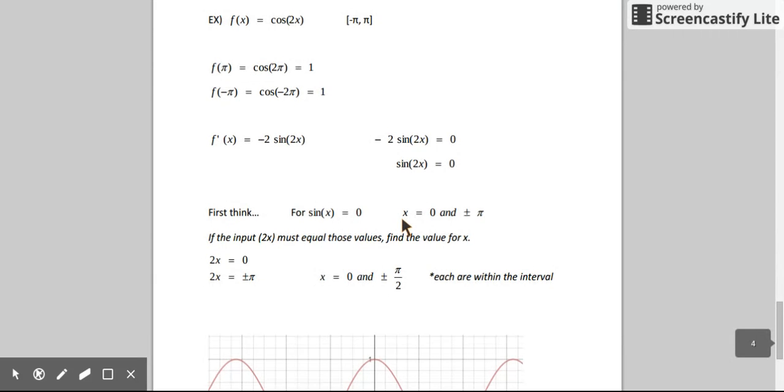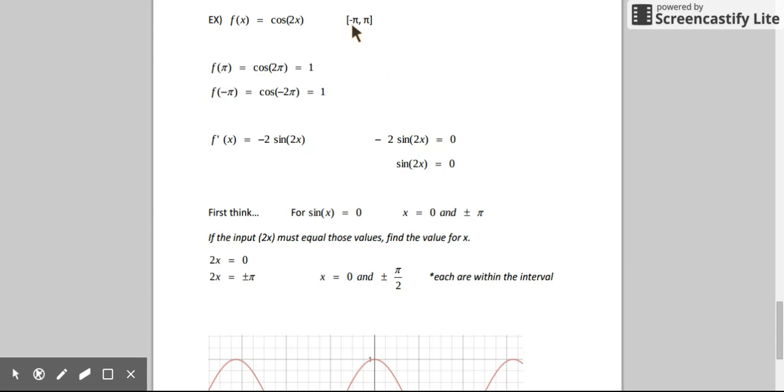One more example, we can do this also with trig functions. Rolle's theorem describes extrema happening at least once, but it could happen more than once, and we'll see that in this example. So if I have the function cosine of 2x on the interval negative pi to pi, let's first make sure that Rolle's theorem applies.